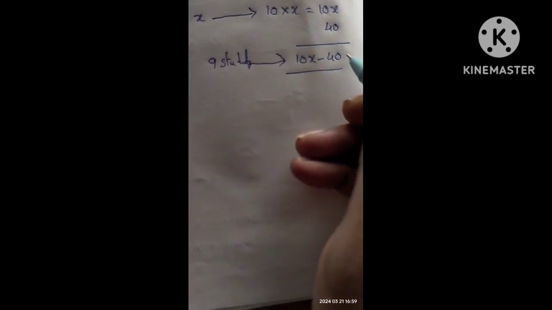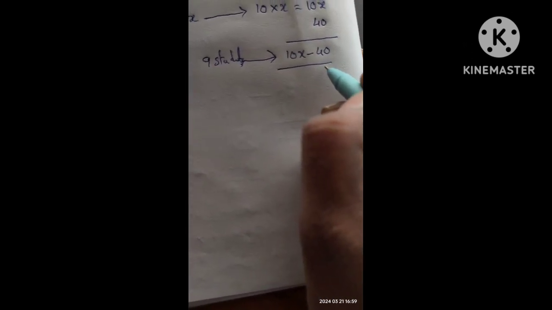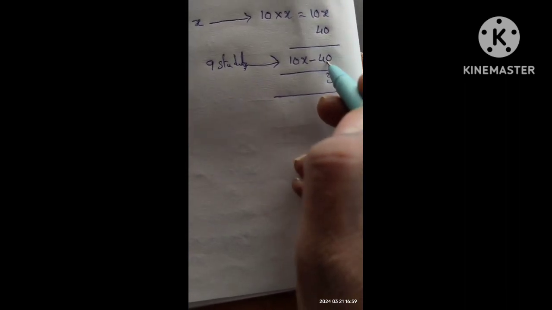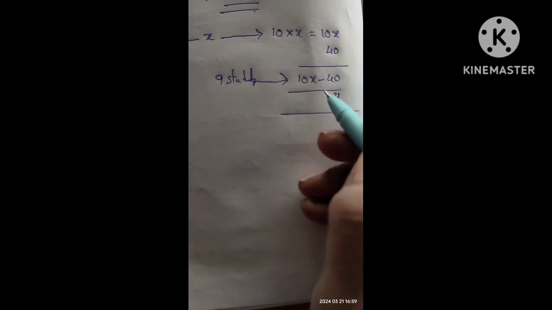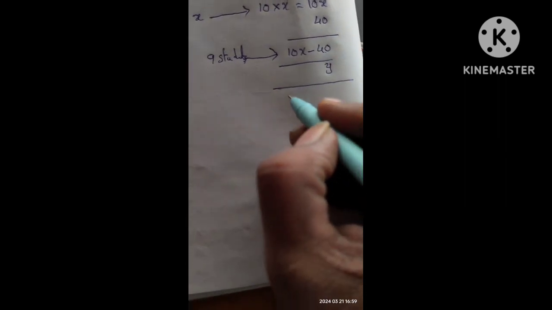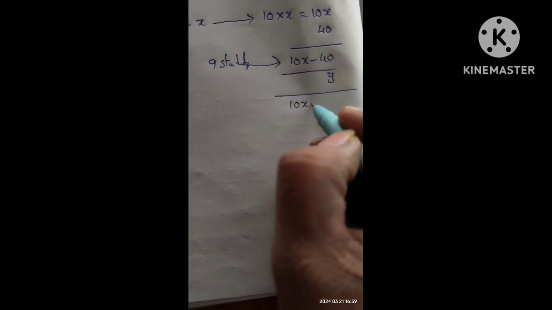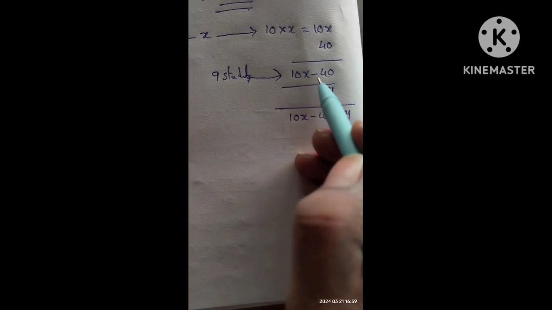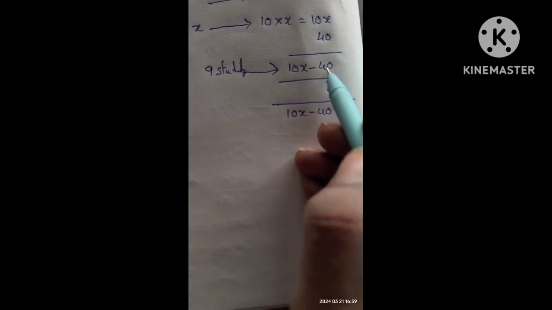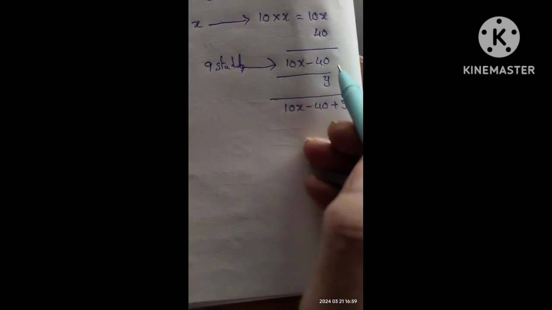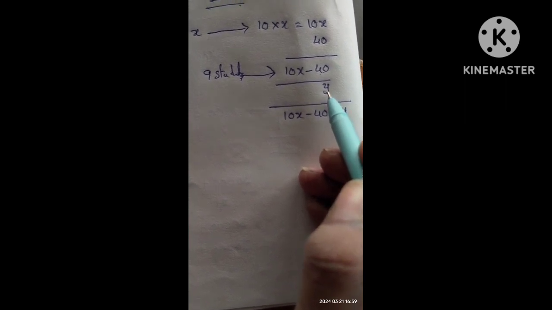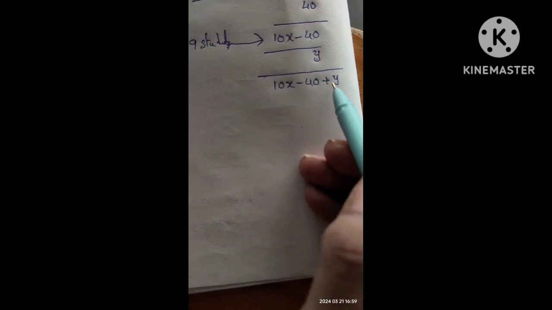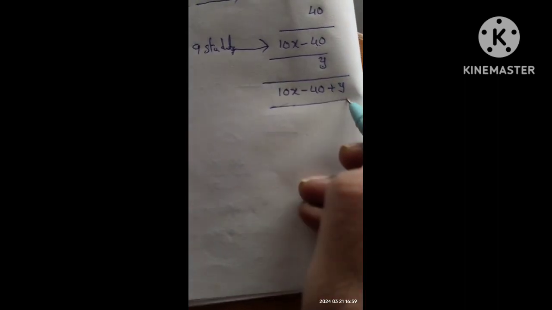We don't know the weight of the boy. So let the weight of the boy be some y. Then by adding, if you want to calculate the weight of 10 students, it becomes 10x minus 40 plus y. 10x minus 40 is the weight of 9 students. By adding the 10th student, who replaced the girl, his weight is y.